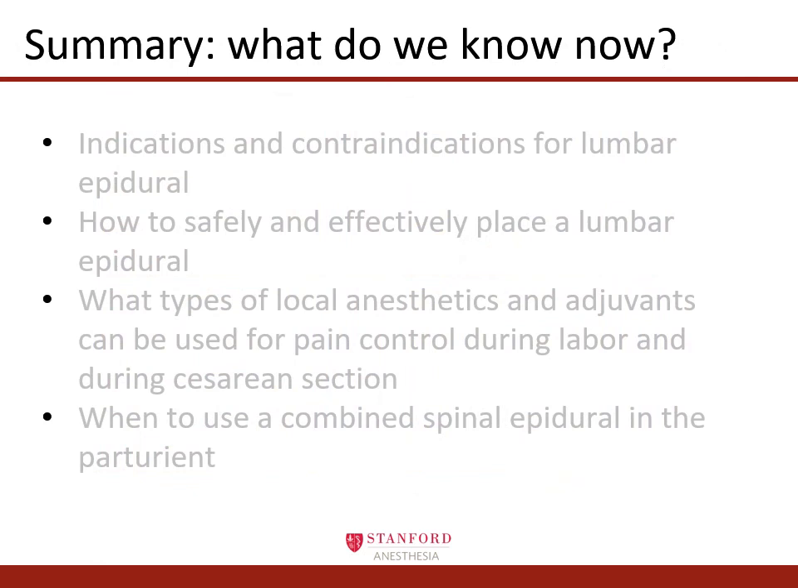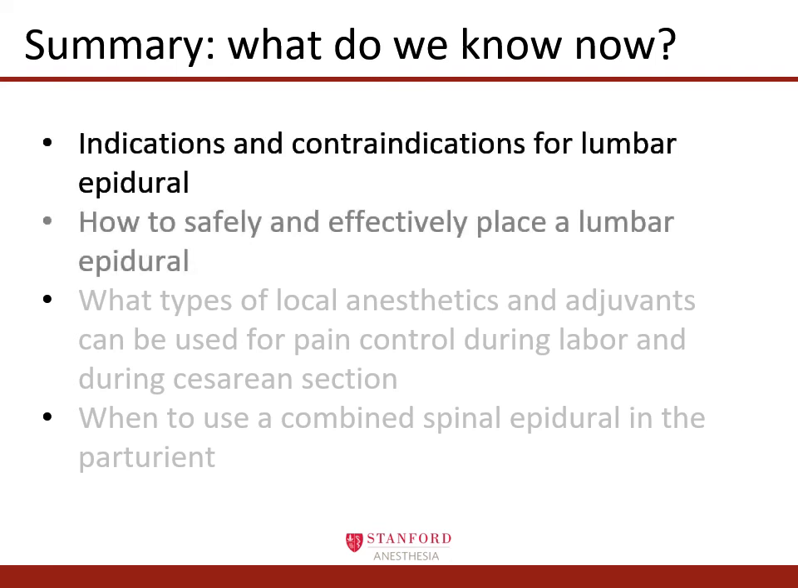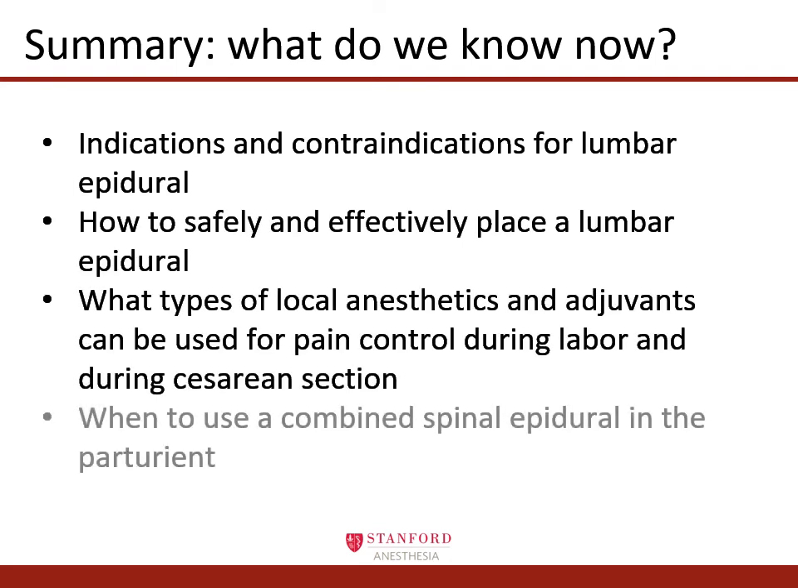So what have we covered in this lecture? We've discussed the indications and contraindications for lumbar epidural. We've discussed how to safely and effectively place a lumbar epidural. We've gone over the types of local anesthetics and adjuvants that can be used for pain control during labor and during conversion to a cesarean section. And we briefly touched on when to use a combined spinal epidural in the laboring patient.